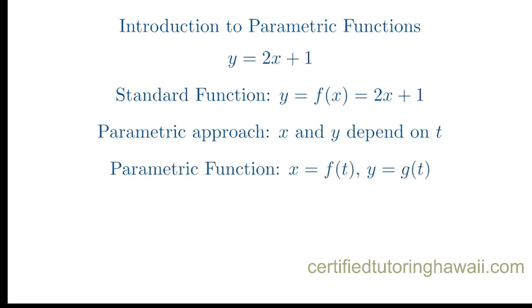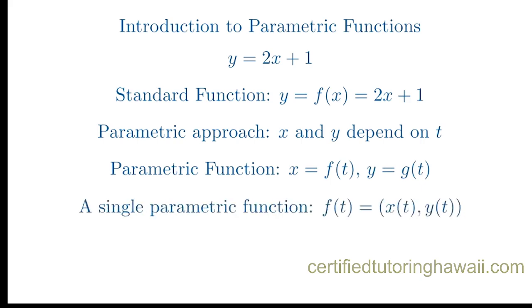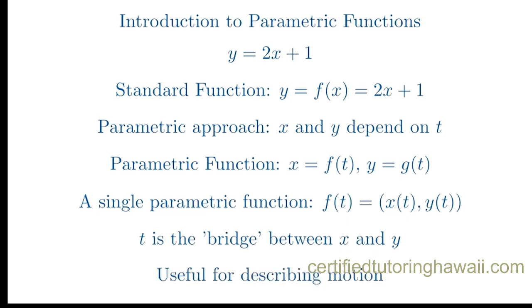As t changes, the values of x and y both change, giving us a point (x, y) that moves through the plane. We can think of this as a single vector function, f of t, which outputs a point or vector in the plane. In other words, the location of our point depends on t. So, instead of a direct relationship between x and y, we have an indirect relationship, with the parameter t acting as the bridge between them. This makes parametric functions incredibly useful for describing motion or complex curves.